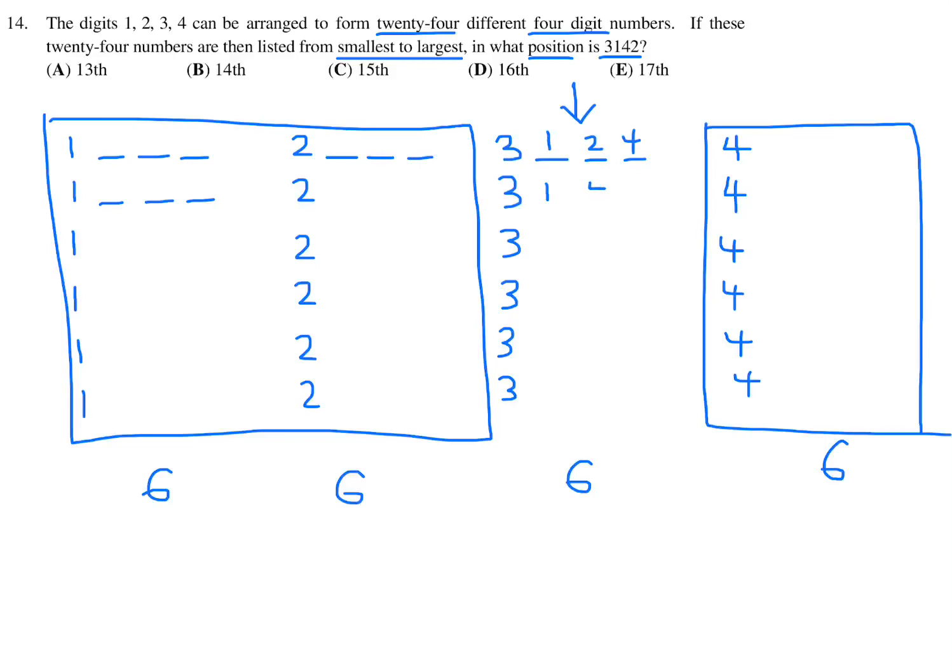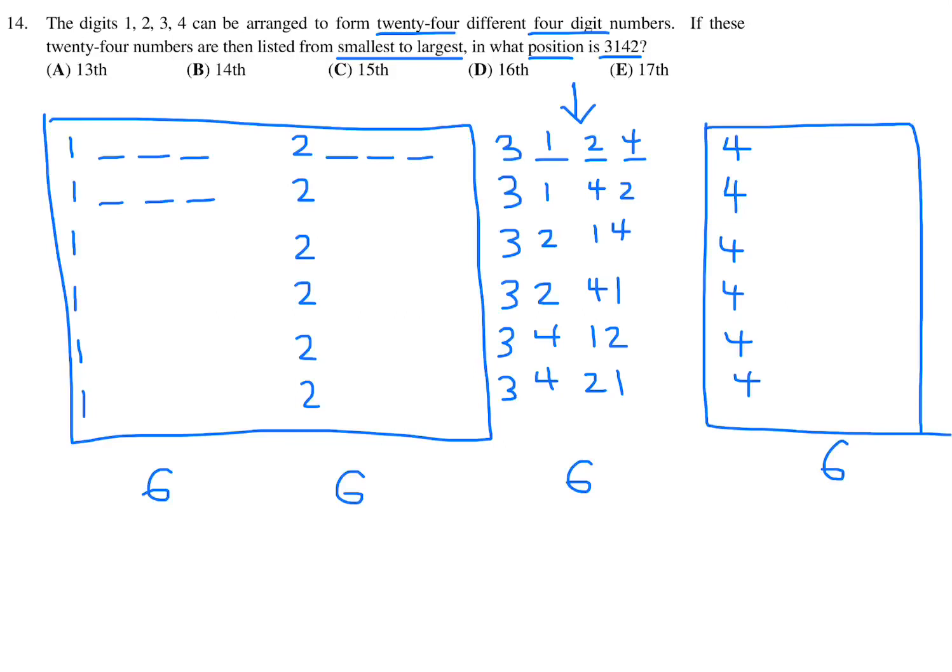3124, 3142, 3214, 3241, 3412, and 3421. Now, are these in order in terms of smallest to largest? And I believe they are.